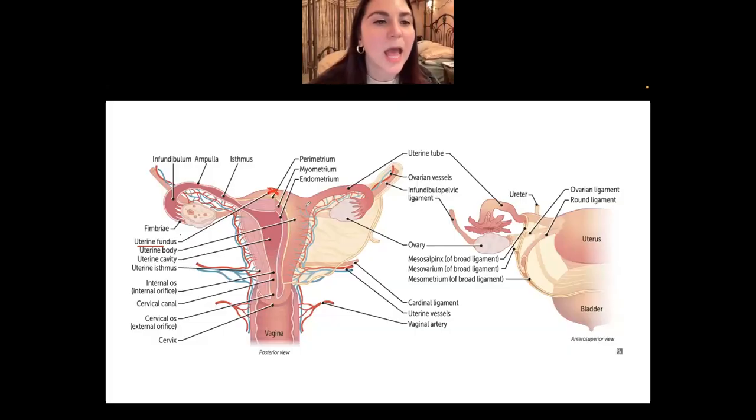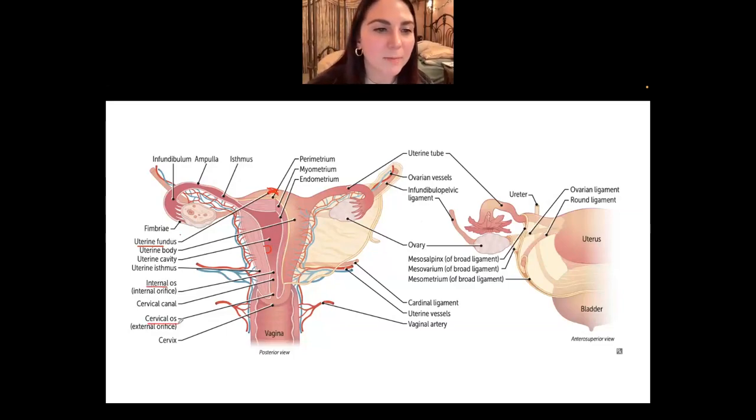Then you have the body, and then you have the cavity. The body's just the whole thing. The cavity is where, again, an embryo would implant, within the cavity. The isthmus, the fallopian tubes also have an isthmus. Usually when you see an isthmus, it's a narrowing of something. So the narrowing of the uterus happens at the isthmus.